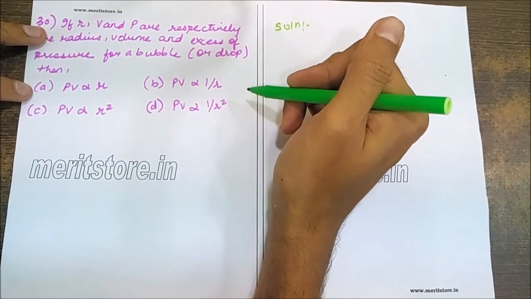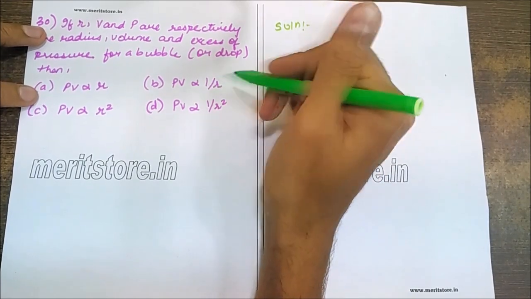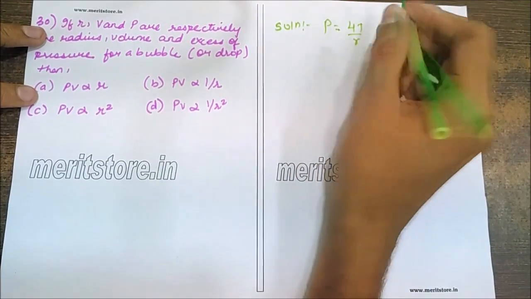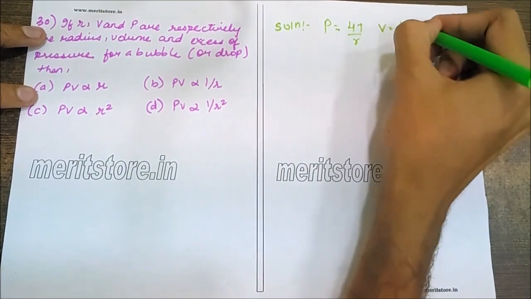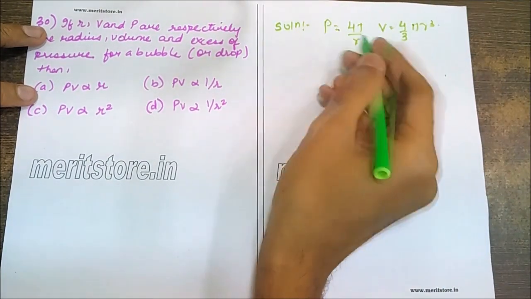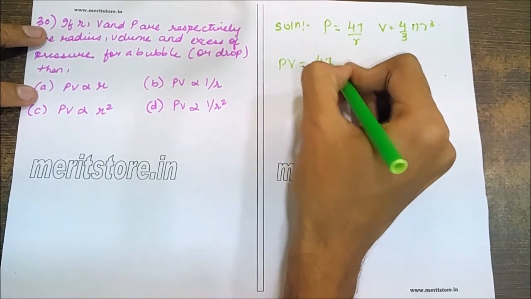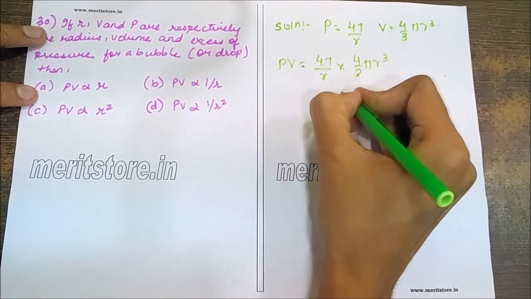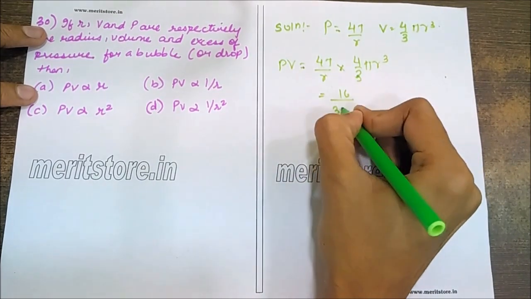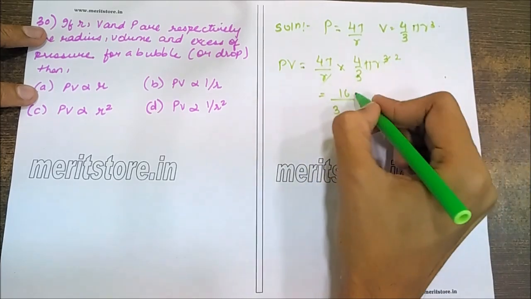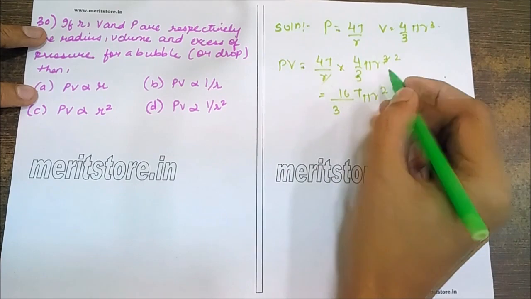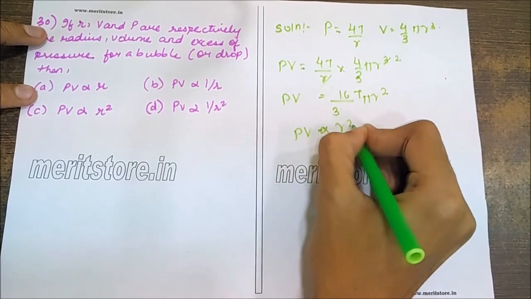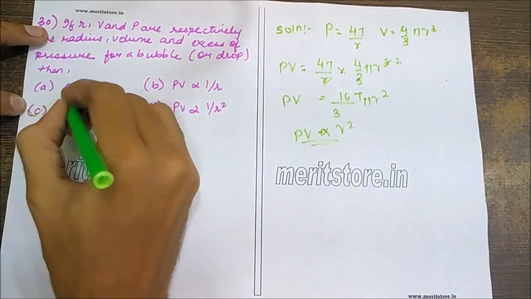We need to find the relation of the product of pressure and volume with respect to the radius. Okay, so we know that pressure P is equal to 4T upon R. Also volume is equal to 4 by 3 pi r cube. So multiplying both of them, P into V gives you 4T upon R multiplied by 4 by 3 pi r cube, so that becomes 16T pi r square upon 3. Okay, so PV is directly proportional to r square. From the above we get PV is directly proportional to r square, so C is the correct option.